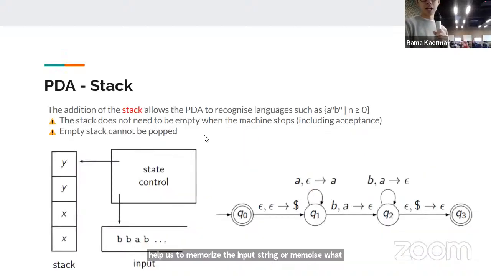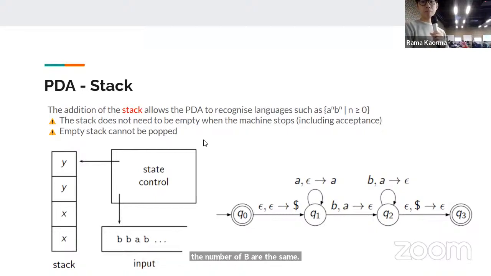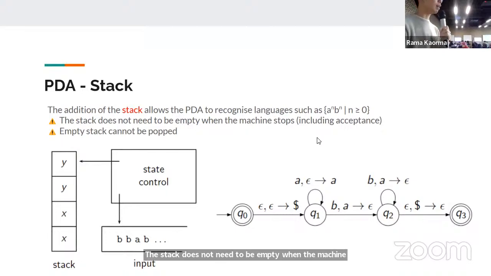Right. So because of the addition of the stack, the PDA can recognize languages like a^n b^n, and then we can ensure the number of A and the number of B are the same. The stack does not need to be empty when the machine stops. Yes, because when we accept the string, the stack doesn't have to be empty. We just have to ensure the machine is in the accept state when we accept it.